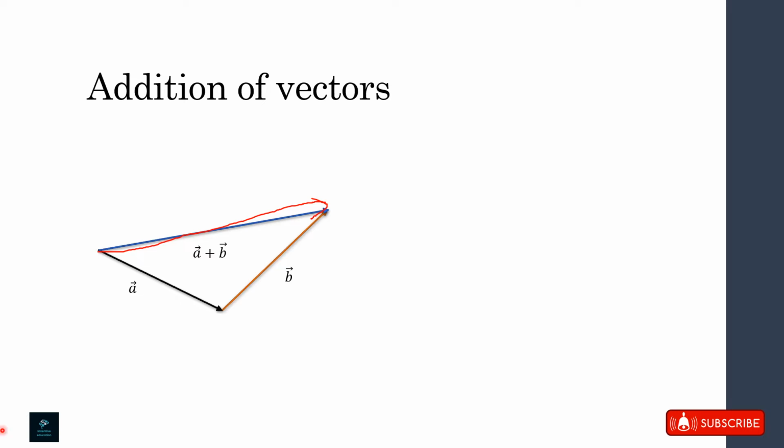Now, vector addition is commutative, that is, A plus B is equal to B plus A. This can be shown by placing vector A on the tip of vector B. Here we have placed vector A on the tip of vector B, and then we draw a vector from the tail of B to the tip of A. We can see that these two vectors are exactly the same. Therefore, A plus B is equal to B plus A.